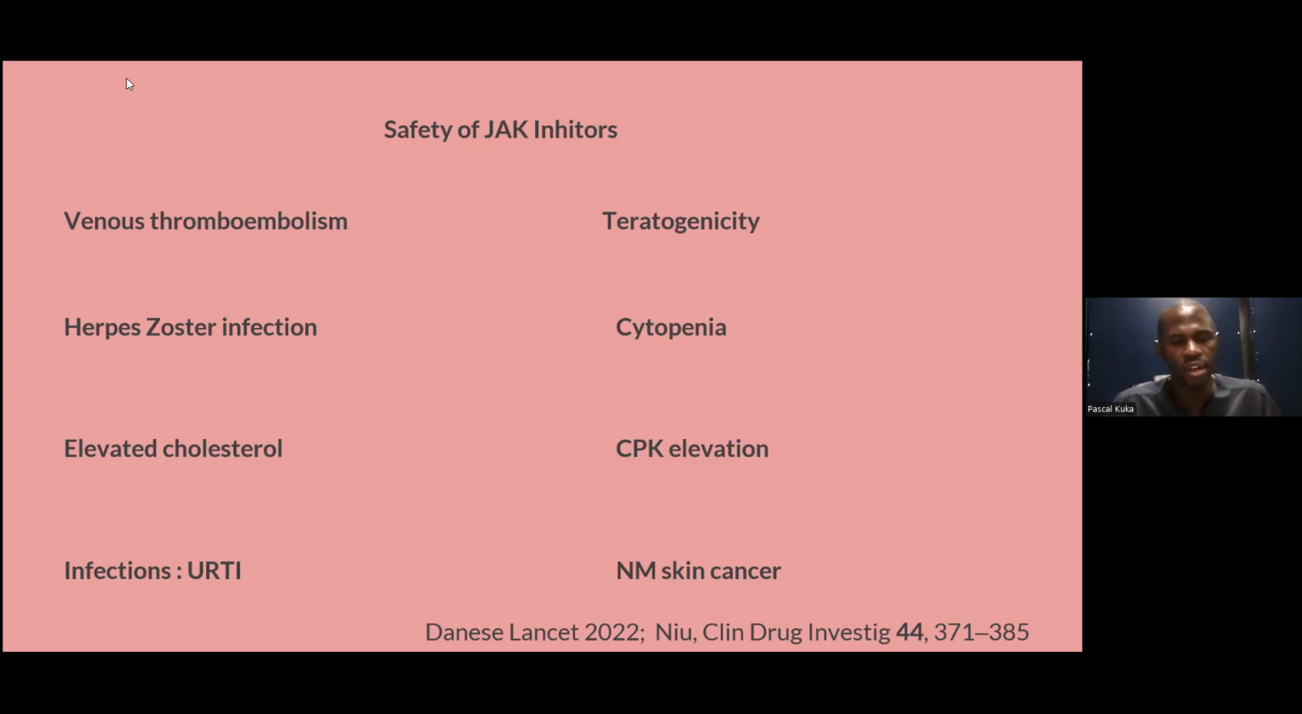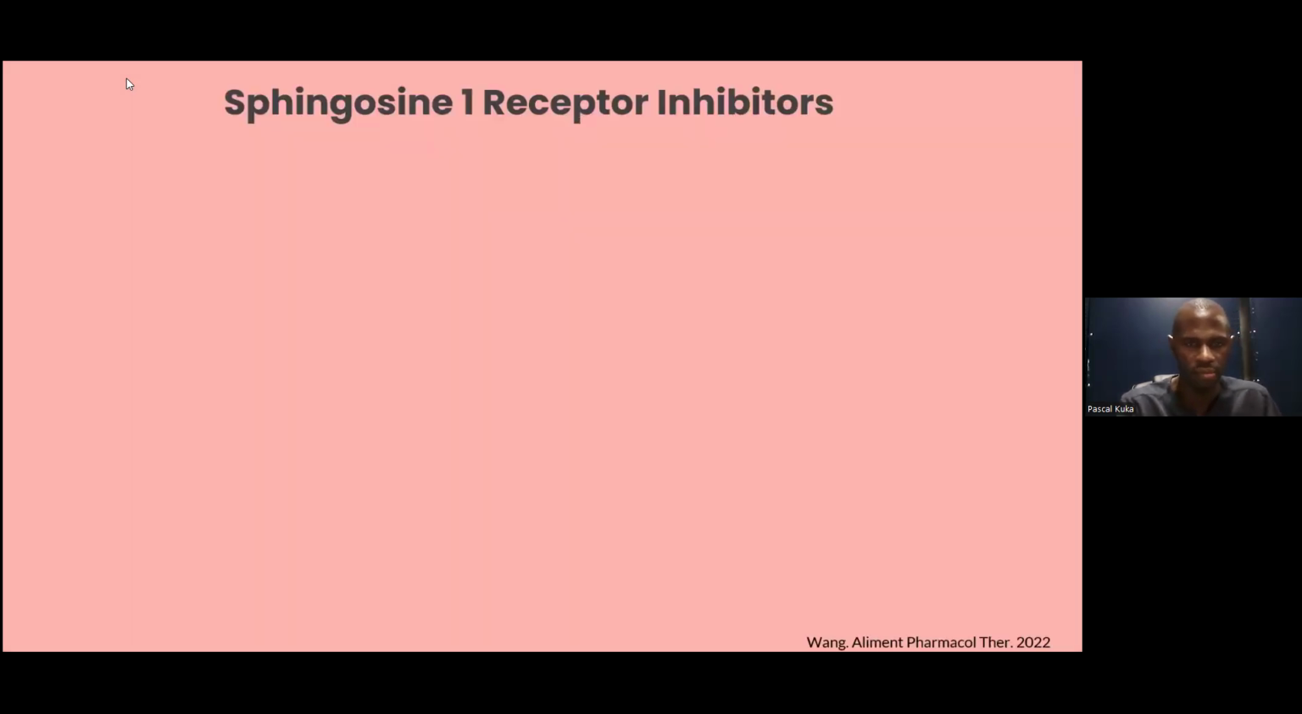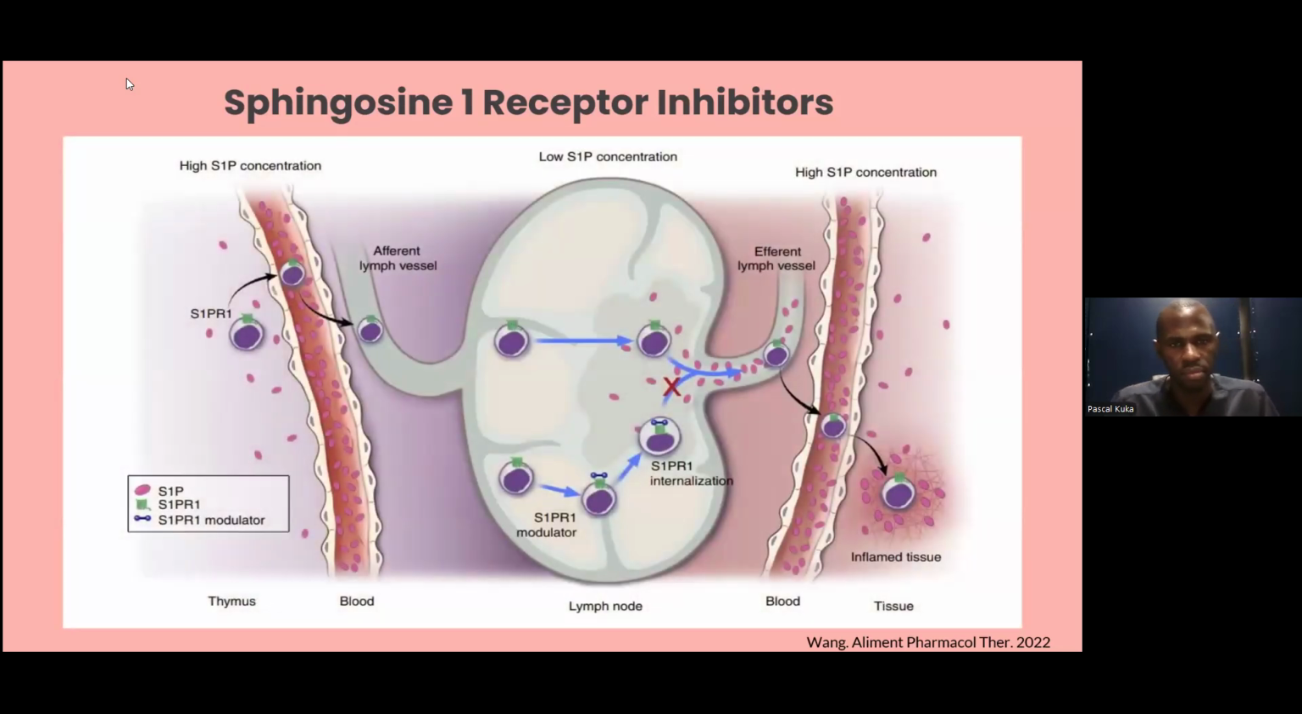Infection risk includes mild infections like nasopharyngitis. JAK inhibitors, as well as the next group of small molecules, are teratogenic and therefore not utilized in pregnancy. Another of the complications will be cytopenias and elevation of creatine phosphokinase. Also, some long-term studies have shown a risk of non-melanoma skin cancer. So the last group of drugs will be the sphingosine 1 receptor inhibitors.